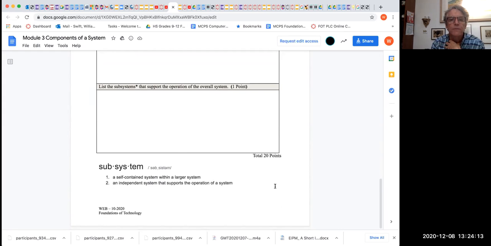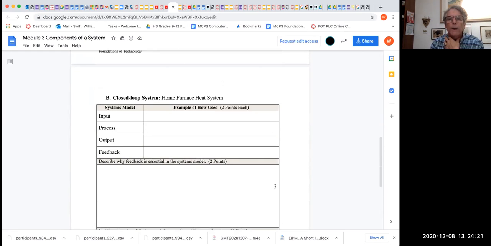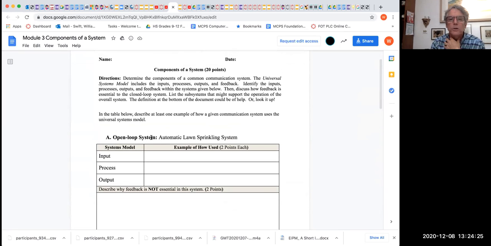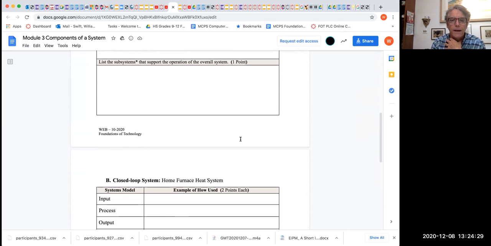So a subsystem is a self-contained system within a larger system, an independent system that supports the operation of a system. We're running short, so I'm just going to say, for this project, you can use the automatic lawn sprinkling system as your open loop and the home furnace system as your closed loop. If you find another system you think would be more interesting to work on, I am all for that.